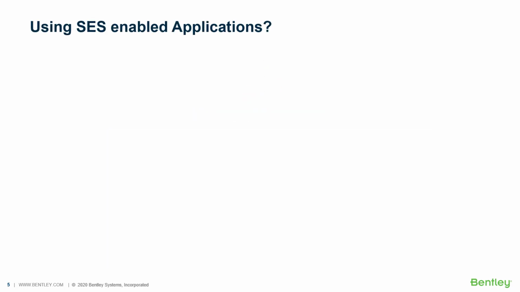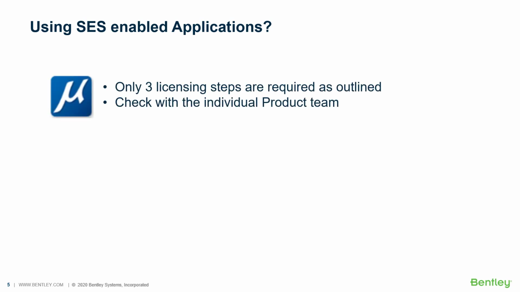Moving to SES will require users to be on versions of Bentley software that are SES enabled. While the steps from the licensing perspective are straightforward, there may be some additional steps needed when migrating applications. If an admin has questions on the product migration process, please contact that product team. SES-enabled applications follow the same upgrade process as previous versions.